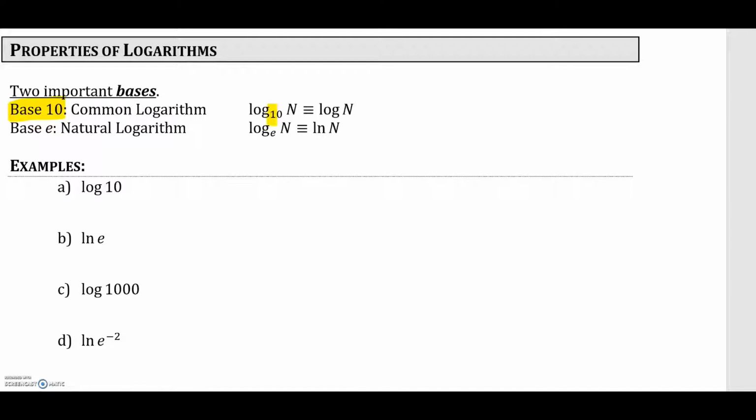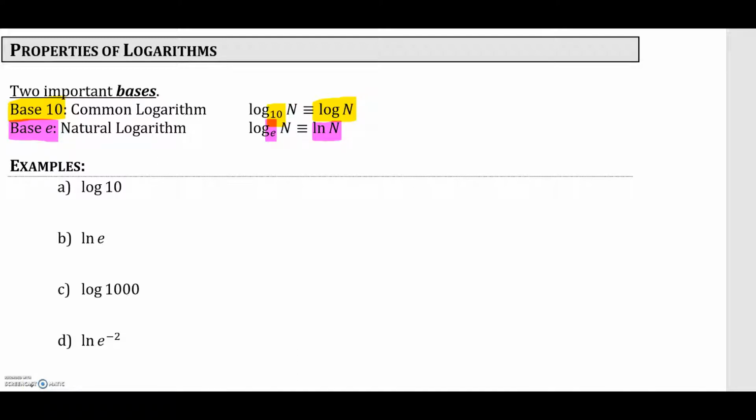base 10, and we have log of base 10, which is commonly written as log without any base shown. So if there's no base shown with a logarithm, then we assume that it is base 10, and that's the log button on your calculator. And base e, where e is Euler's number, and we can denote it as log of base e, or it's commonly shown as ln, which is ln on your calculator, sometimes both capital letters or lowercase.